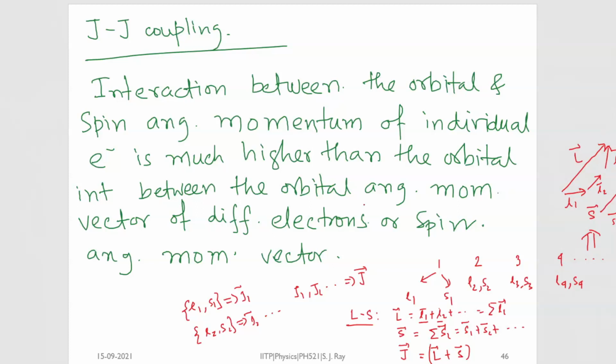However, in the case of jj coupling, it is the individual L and individual S that couple. So let's say this is my L1 and this is my S1. They will couple together to form J1. Similarly, L2 and S2 will couple together to form J2, and these individual tiny J vectors will add up to form the large J. I hope this part is clear to everyone.